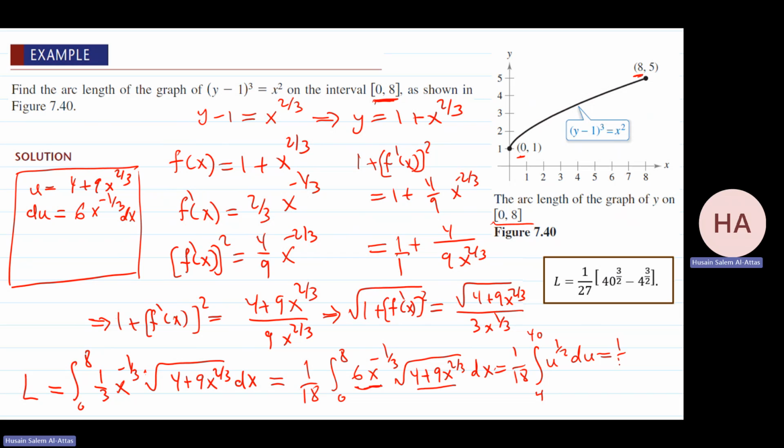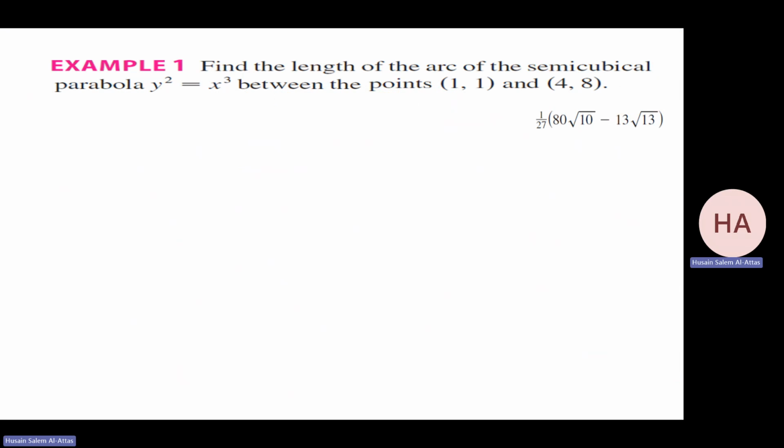1 over 18 times 2 over 3, u to the power 3 over 2. So that is what? This is 1, this is 9, so I have 1 over 27. And that from where to where? From 4 to 40. So that's 1 over 27, 40 to the power 3 over 2 minus 4 to the power 3, which is correct. It's a matter of calculation.